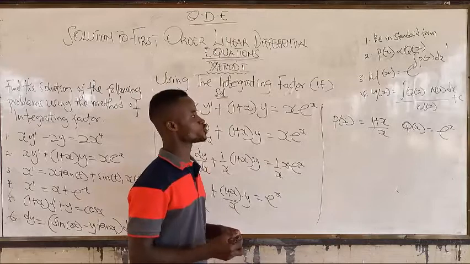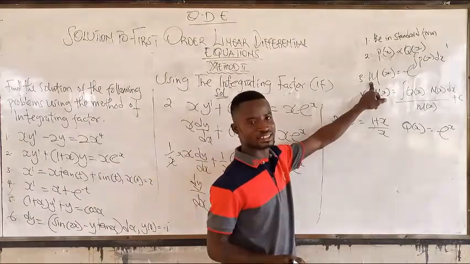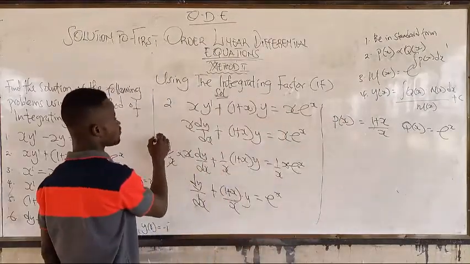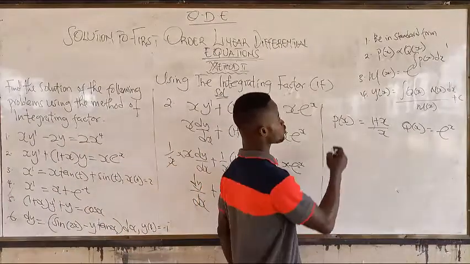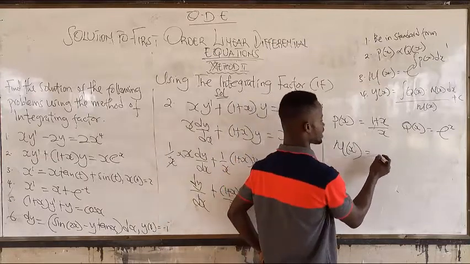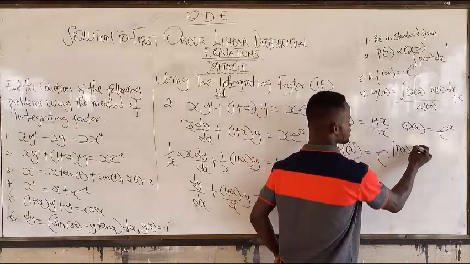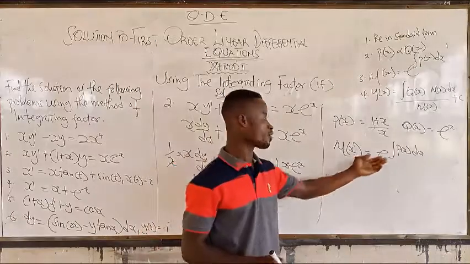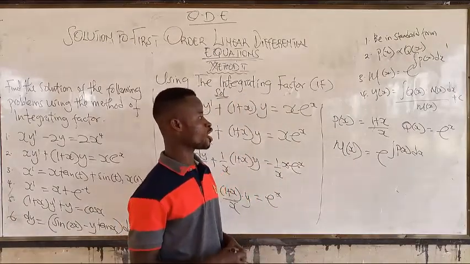Then the next thing to do, again, is finding the integral. So this is the first step. I don't need to write the steps, it's the same thing. Alright, so we need to go and find the integrating factor. The integrating factor is the exponential of the integral of P of X dx. So all that we are doing is taking the integral of P of X.